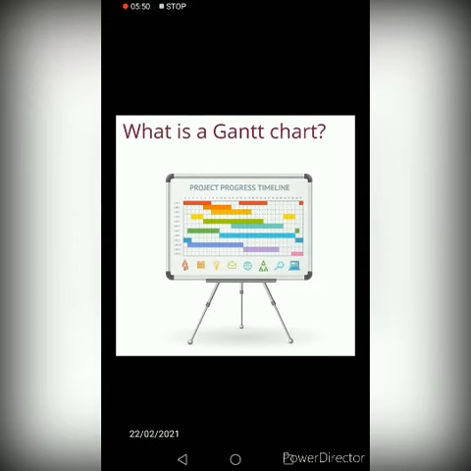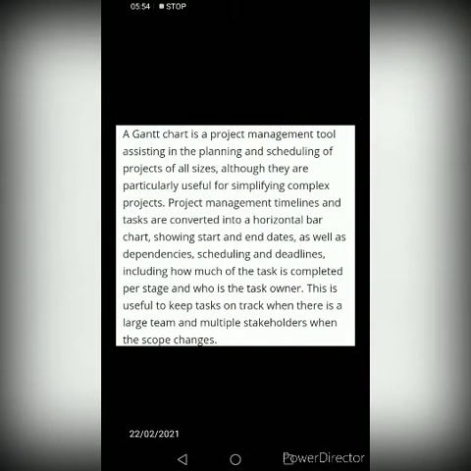So, what is a Gantt chart? A Gantt chart is a project management tool assisting in the planning and scheduling of projects of all sizes, although they are particularly useful for simplifying complex projects. Project management tasks are converted into a horizontal bar chart showing start and end dates, as well as dependencies, scheduling and deadlines, including how much of a task is completed per stage and who is the task owner.